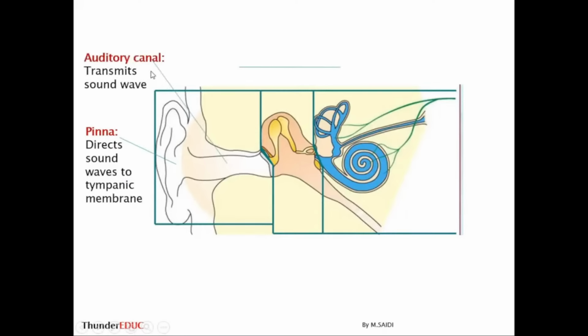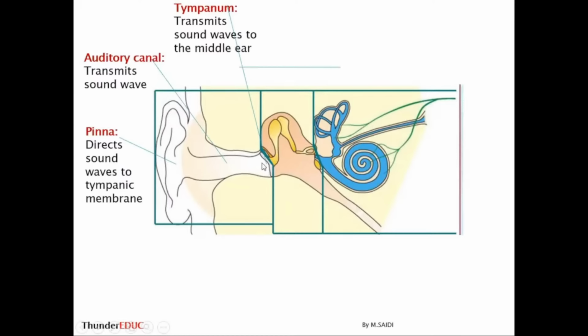Now the auditory canal transmits sound waves. When the pinna collects the sound, it gives it to the auditory canal. The auditory canal sends the sound wave to the tympanic membrane. Then the tympanic membrane transmits the sound vibration to the middle ear.